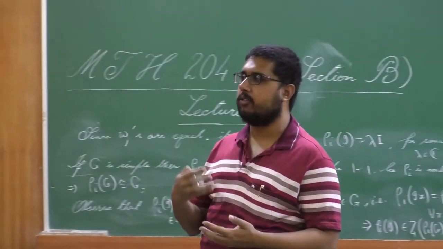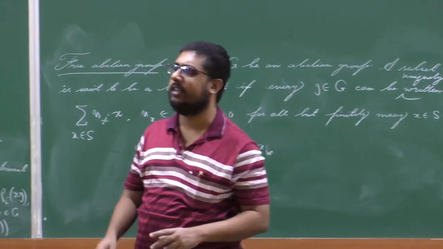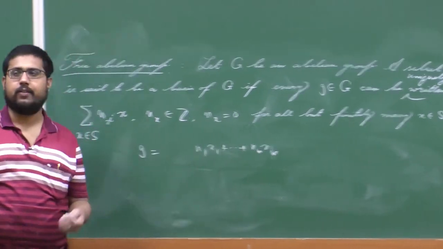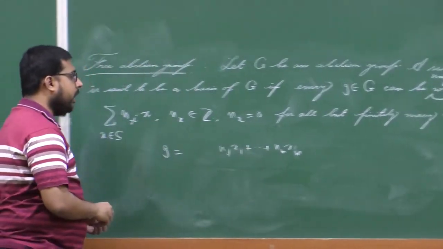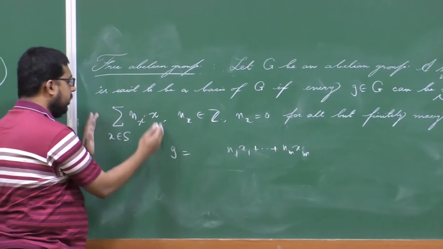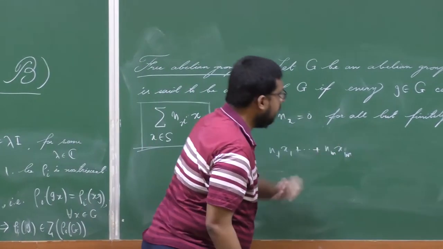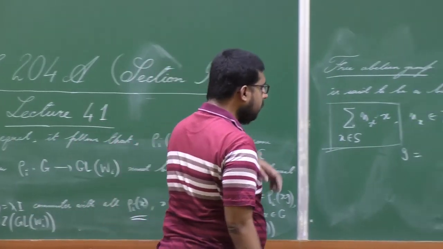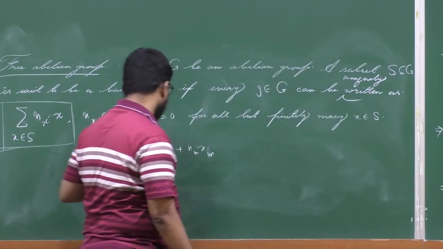It should not be difficult for you to understand that this definition is almost similar to that of a basis in a vector space. But here, instead of a vector space, we only have an abelian group, and in the vector space the coefficients used to come from the field. Now, here, the quote-unquote coefficients are from the integers. So, given any group element g, it can be written uniquely as a sum of this form, which is actually a finite sum, where each n_x is an integer.